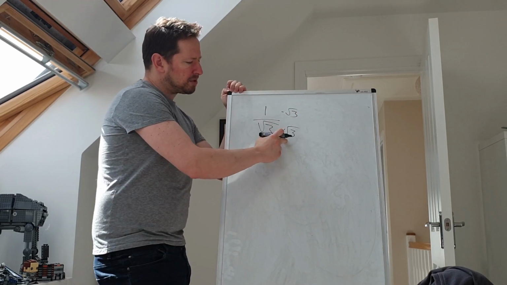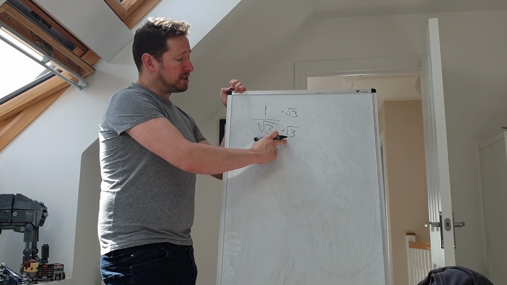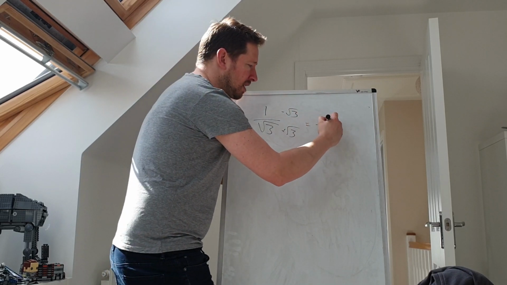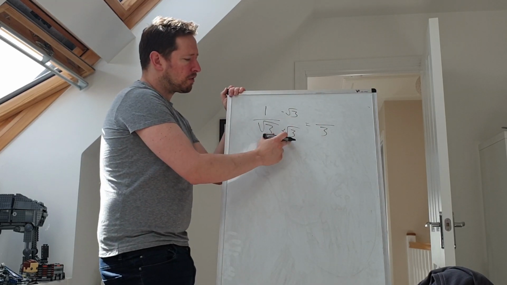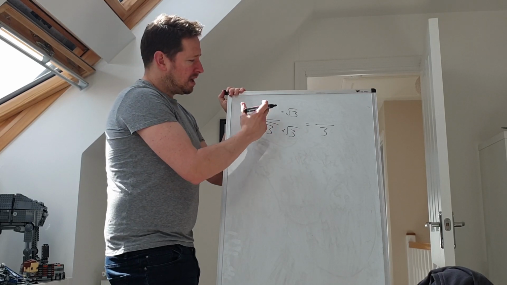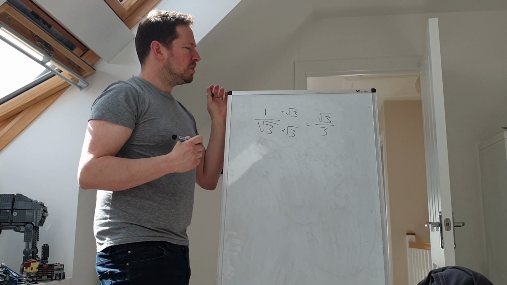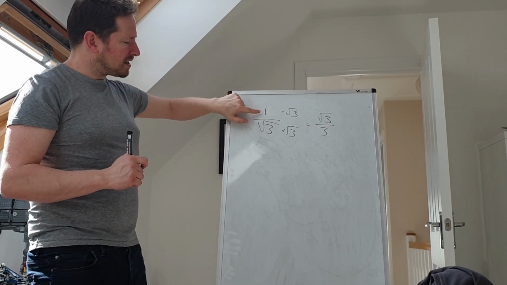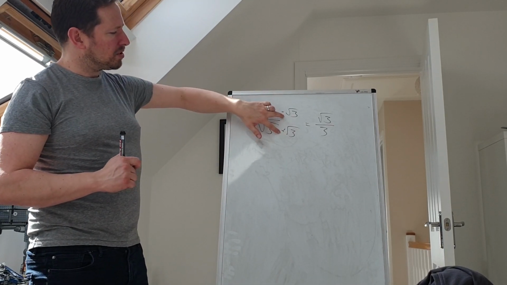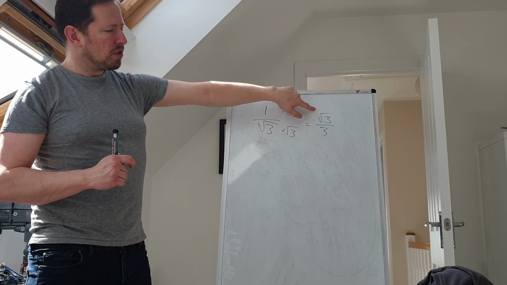the square root of 3 times the square root of 3 is the square root of 9, which equals 3. Or the square root of 3 times the square root of 3 will just be equal to 3. Then 1 times the square root of 3 is just root 3. So the way to rationalise this one is you times the top and bottom by the square root of 3. So we get root 3 over 3.